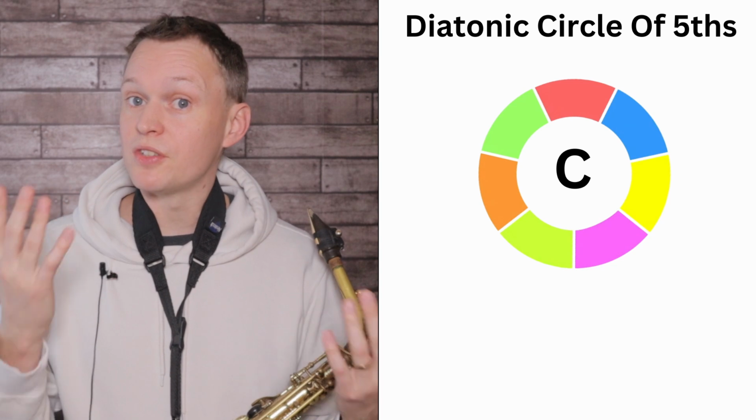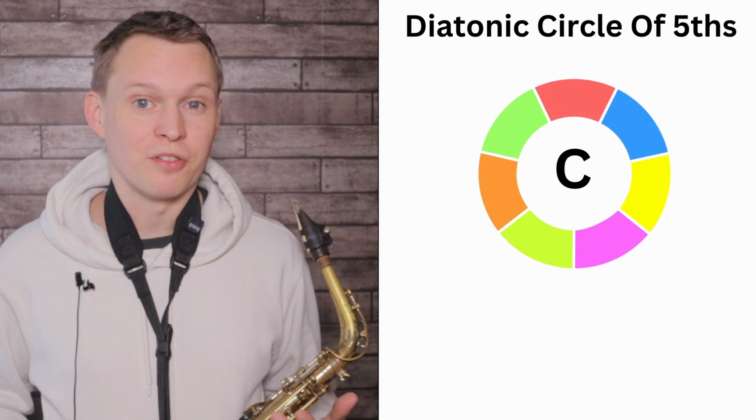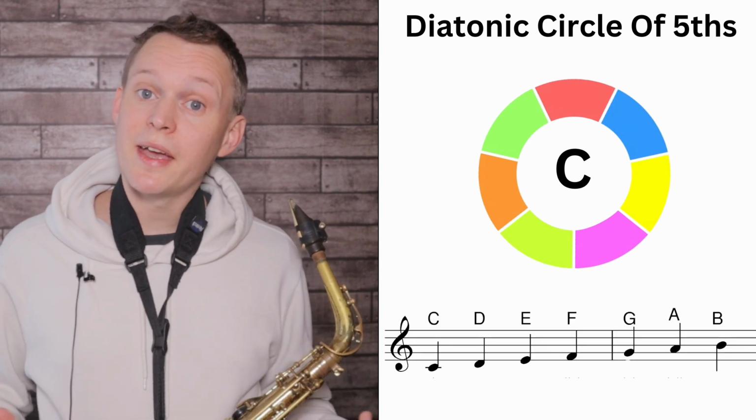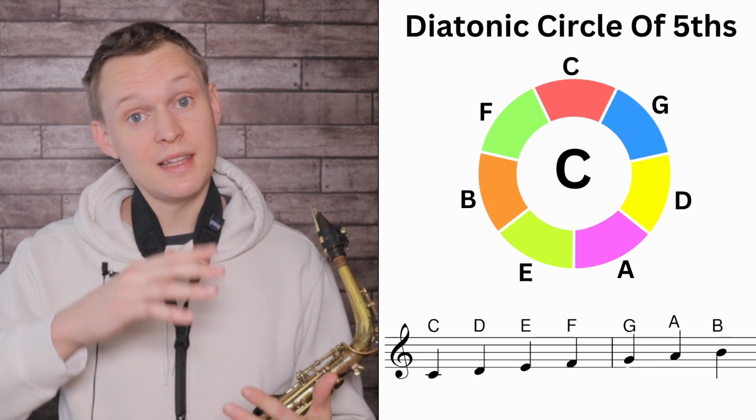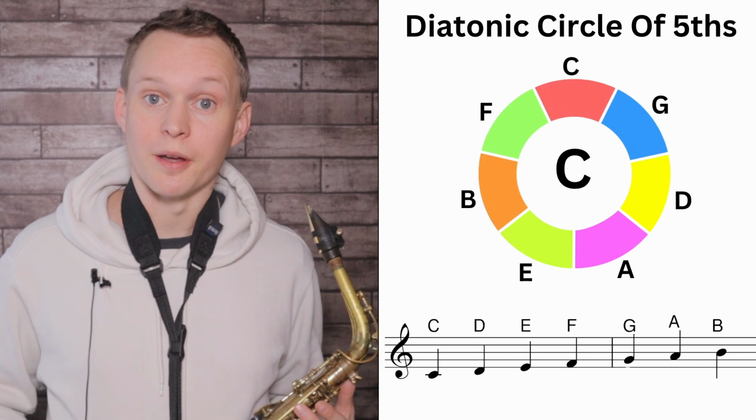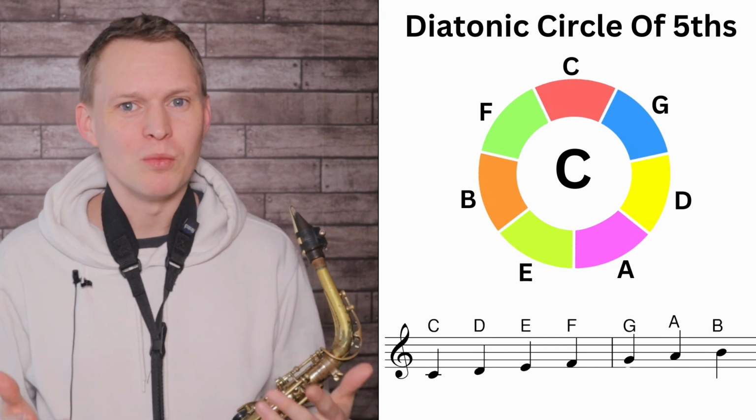For the diatonic circle of fifths, what we do is zoom in on one particular key. So for example, if we take the key of C major, because there's no sharps and flats, it's nice and easy. And in the scale of C major, we have 7 different notes. Now what we can do is then organise these notes by an interval of a fifth each time. So why are we bothering to do this? I mean, why is this useful?